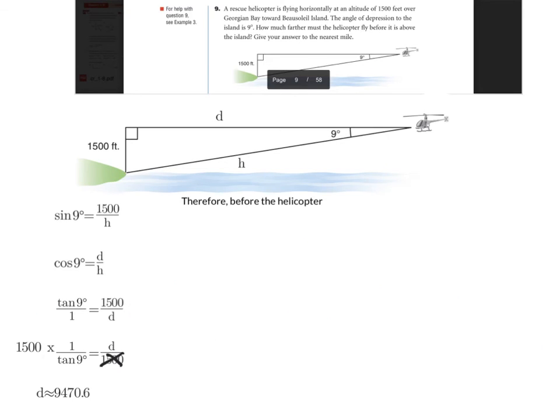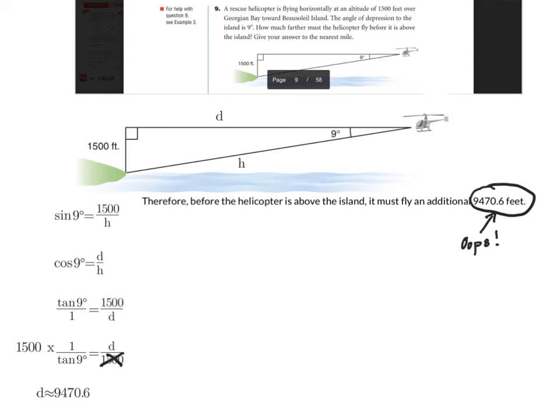Therefore, before the helicopter is above the island, it must fly an additional 9,470.6 feet. But wait, we want to give our answer to the nearest mile. So we're going to have to convert feet to miles. So if you remember in the video that we have about converting in the imperial system, we know that there are 3 feet per yard, and we know that there are 1,760 yards per mile. So to go from the number of feet to the number of miles, we're going to have to divide by 3 to get to yards, and then we're going to have to divide by 1,760.